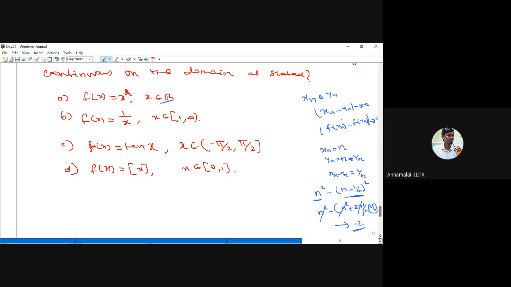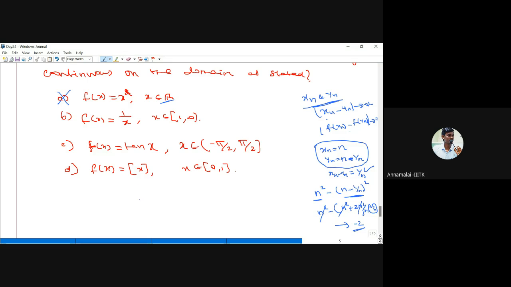But the theorem says if f is uniformly continuous and you take any sequences xn and yn with xn minus yn converging to 0, then f of xn minus f of yn also converges to 0. But for this particular sequence, xn minus yn converges to 0, but f of xn minus f of yn does not converge to 0. Therefore, the first one is not uniformly continuous on the interval. Now look at the second one.